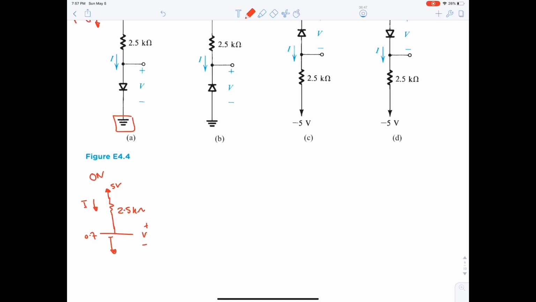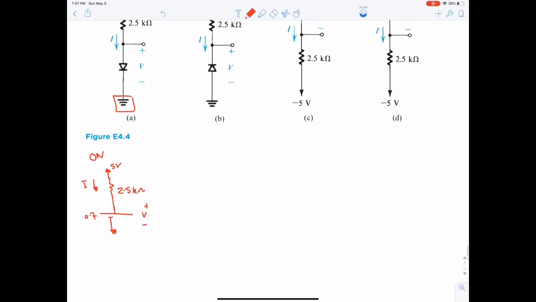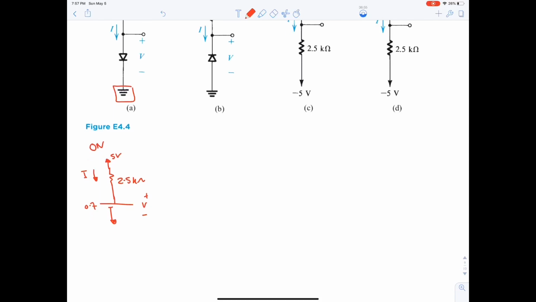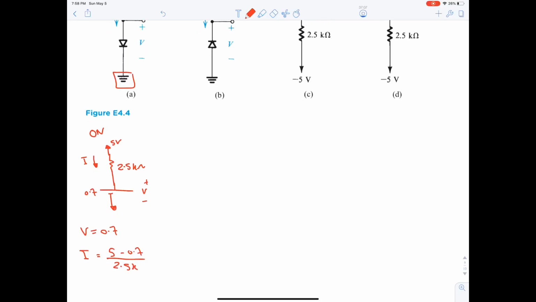I current. So V, the voltage drop V, is being measured across the DC voltage source. So V is equal to 0.7. Okay, and I is equal to what? It's (5 minus 0.7) divided by 2.5k, which is equal to 1.72 milliamperes.